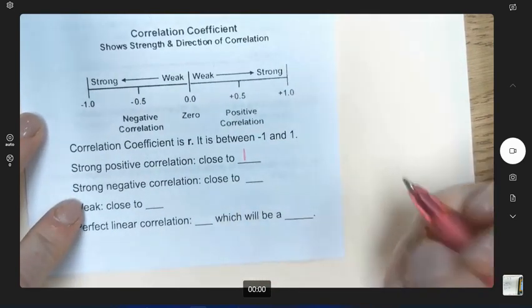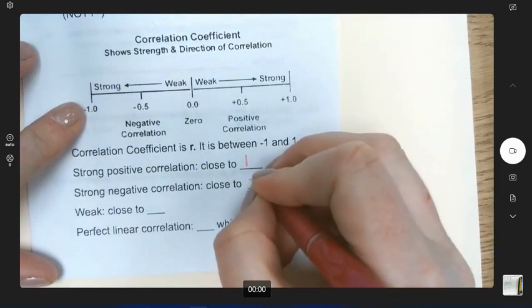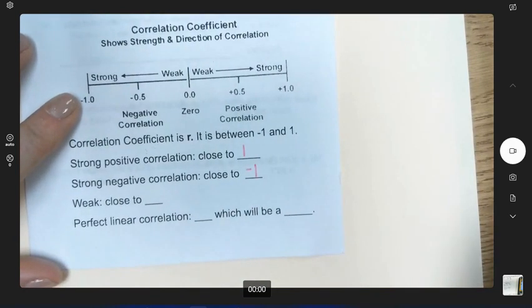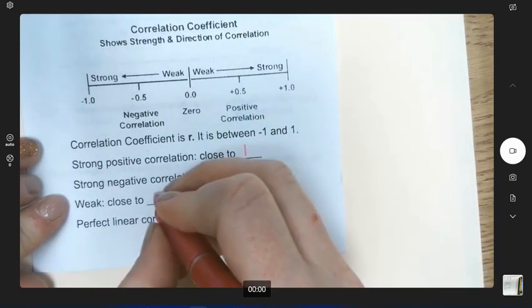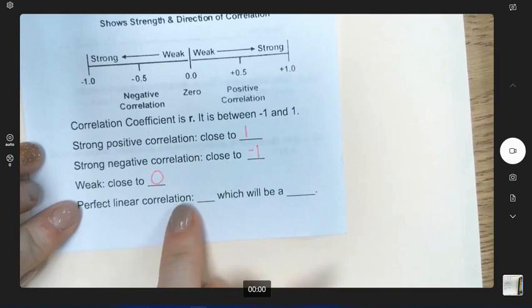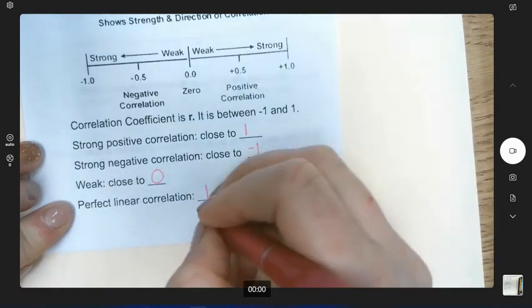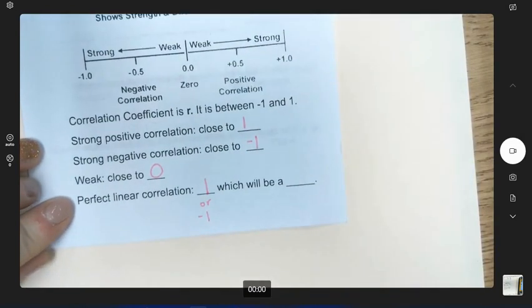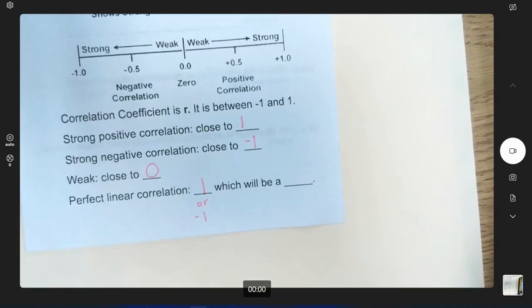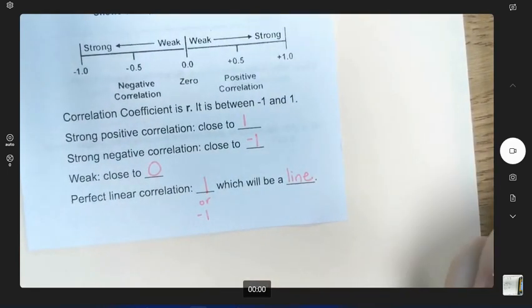But it can be a strong negative. Strong negative is close to -1, and weak is close to 0. If it's a perfect linear correlation, it's exactly 1 or -1. It's not like 0.9904 like our example was. It's exactly 1, and it will be a line. It means that you can plot points to get a line.